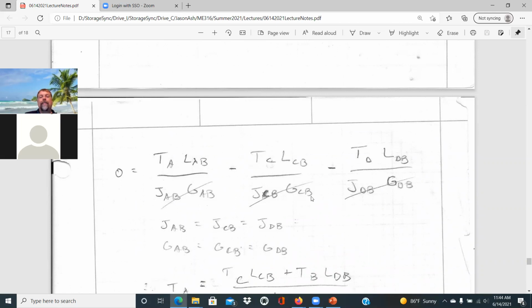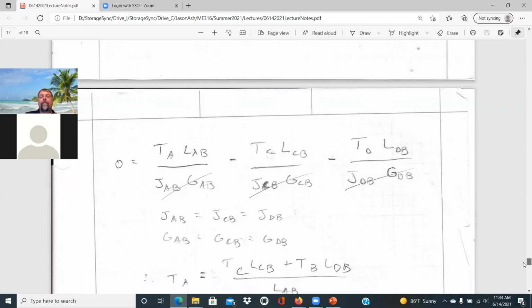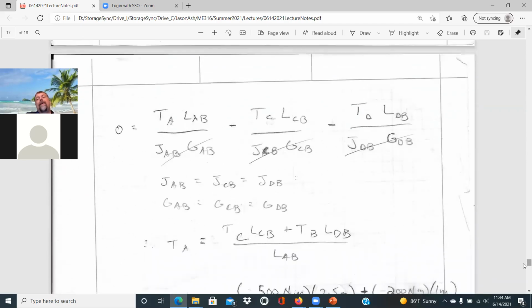And you'll see what happens if that's 0.005 on this side. You couldn't directly just cancel out your J and G values. That would have to be multiplied through by that 0.005 on the left-hand side. So there would be a finite value on that when you're finding that relationship for TA. Likewise, if these values aren't all equal to one another, you'd have to retain that in solving for TA. It wouldn't be a strict relationship between the torques that are applied and the lengths. The J and G values would show up in that too.